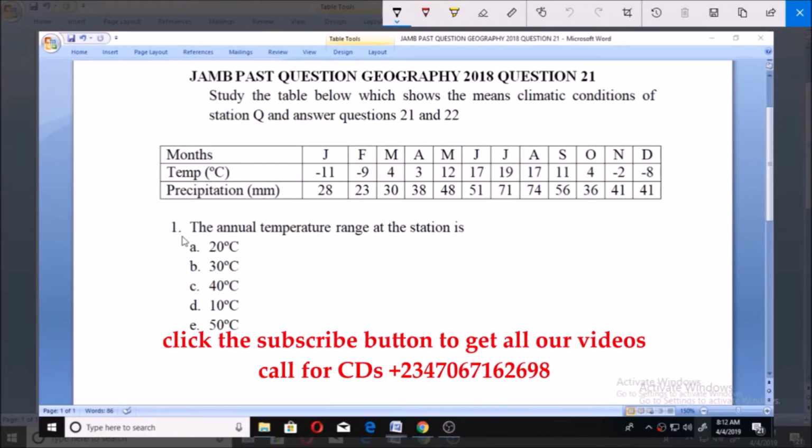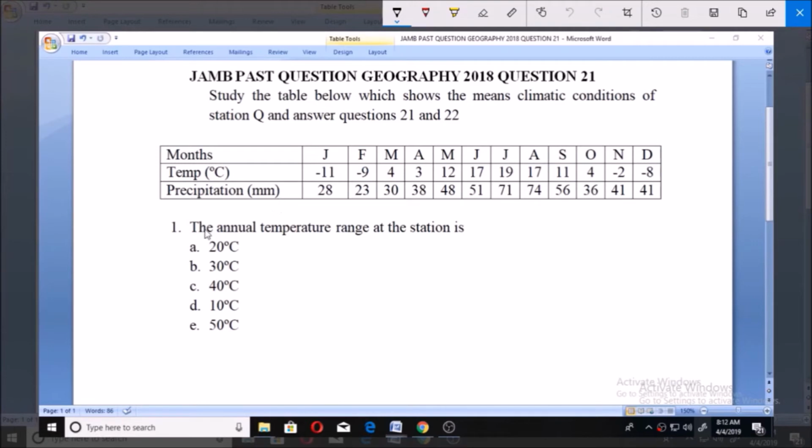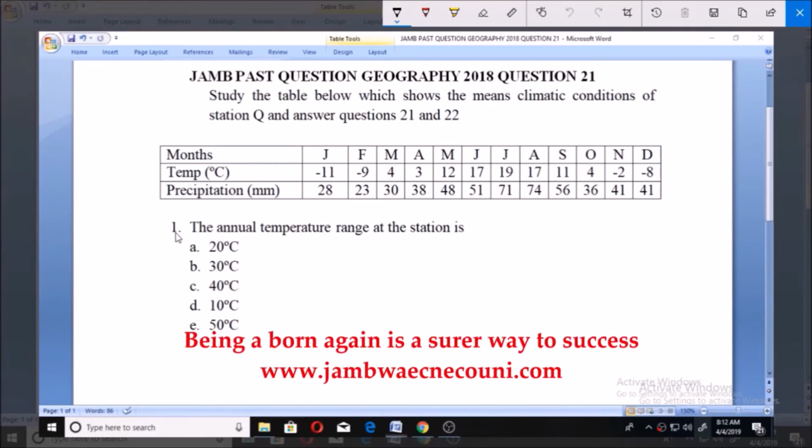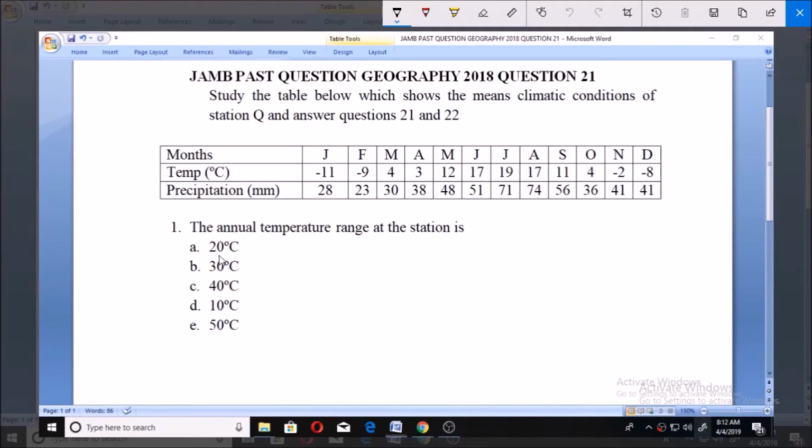Now, question 21, please. The annual temperature range at the station is A, 20 degrees Celsius, B, 30 degrees Celsius, C, 40 degrees Celsius, D, 10 degrees Celsius, E, 50 degrees Celsius.